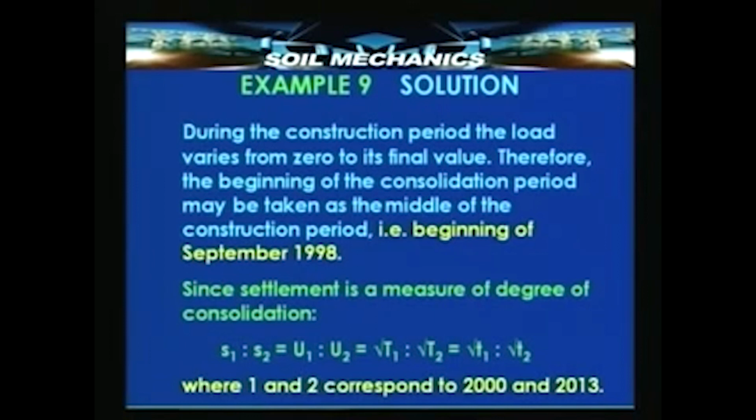What is the settlement that will take place in the year 2013 at the end of the month of December? We can follow a simple relationship which follows from one dimensional consolidation theory, that is settlement 1 divided by settlement 2, that is settlement at the end of September 2000 to settlement at the end of December 2013, which is required.